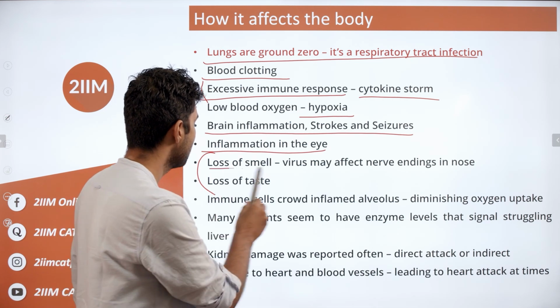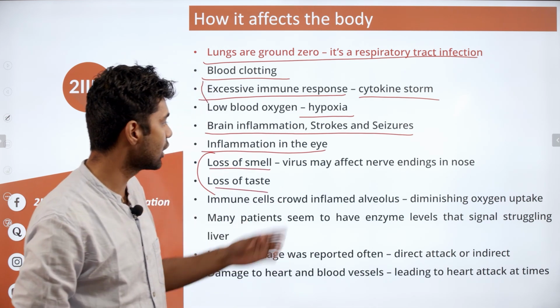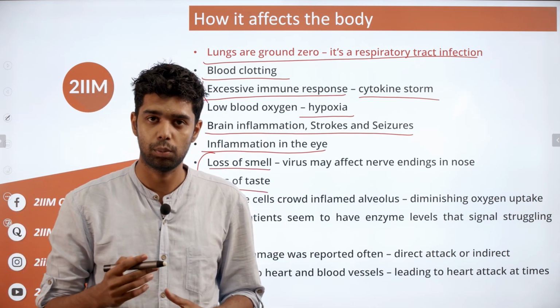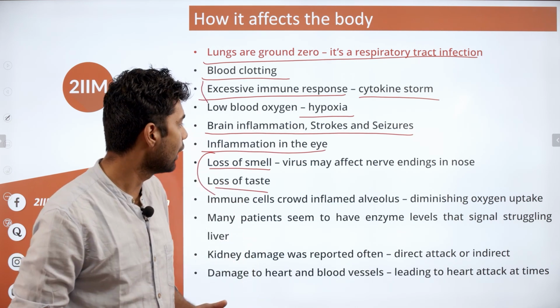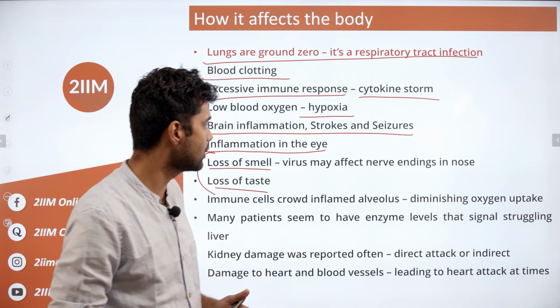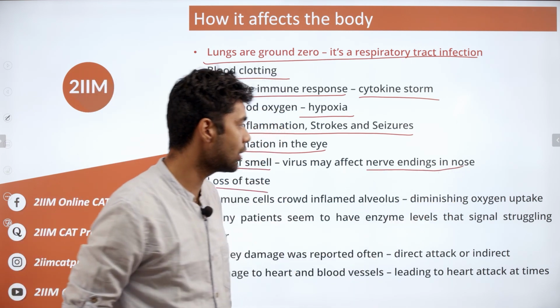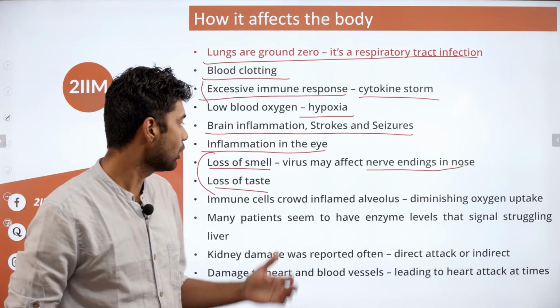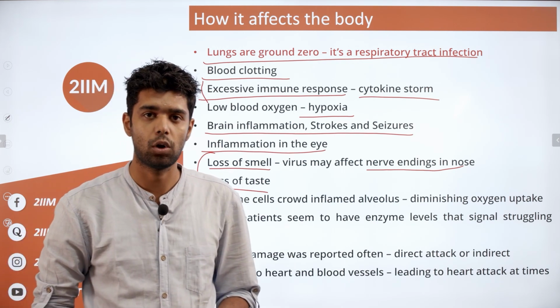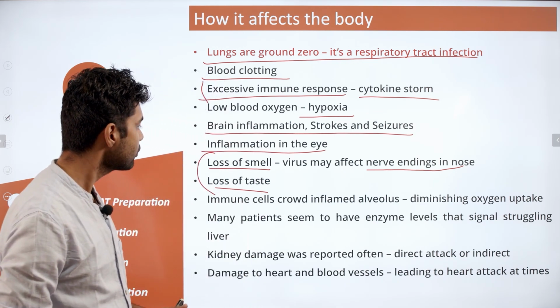You have a loss of smell and you have a loss of taste. It is basically because the virus makes the respiratory tract its home, and then eventually when it spreads itself from that place, it might actually reach the nerve endings in the nose and might damage the cells, and subsequently you have a loss of smell and a loss of taste.